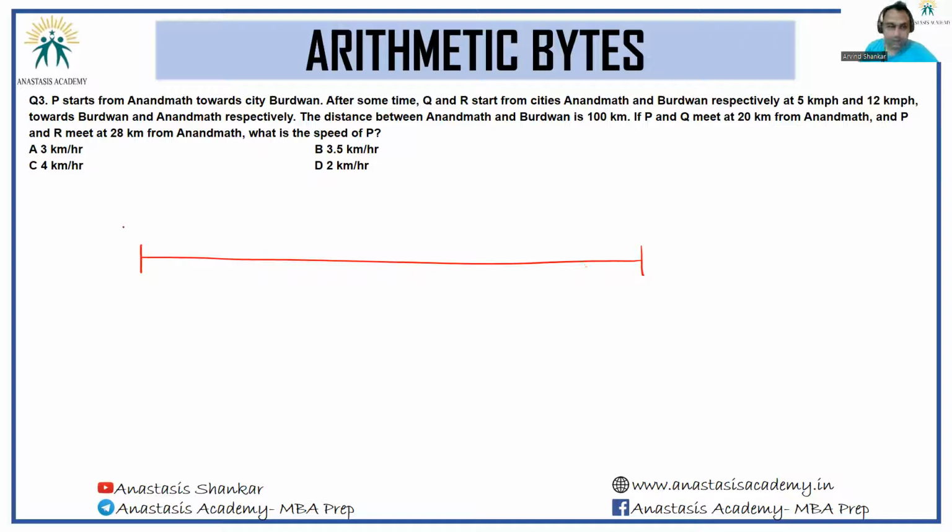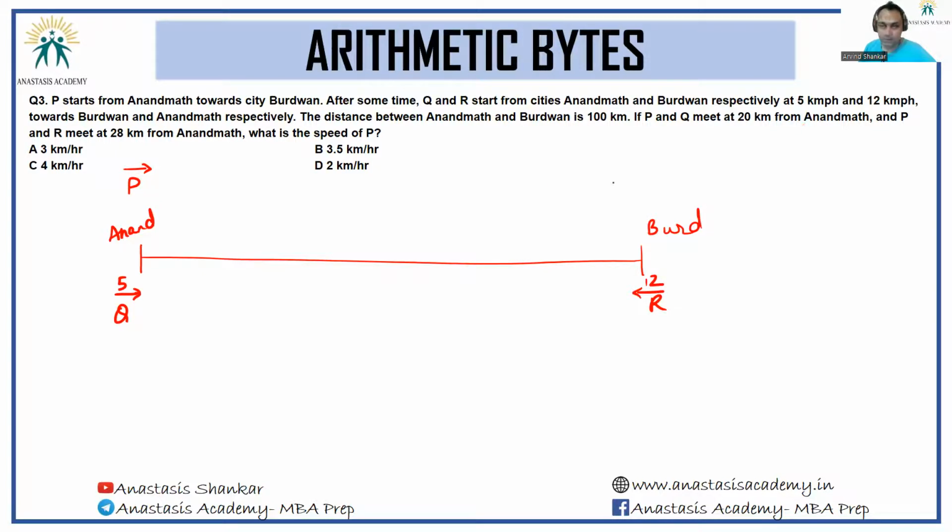This capturing in the form of a diagram is going to be important. Anandmat and Burdwan. And then who started? P started. We don't know his speed. Q started from Anandmat to Burdwan. Okay, Q started from Anandmat. R started from Burdwan. Q started at the rate of 5 and R started at the rate of 12. The distance between Anandmat and Burdwan is 100, not a problem.